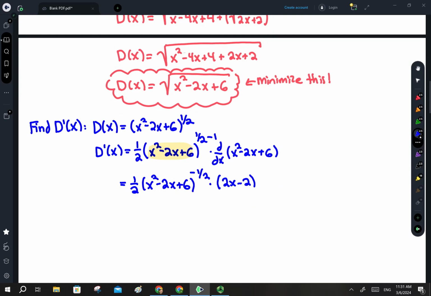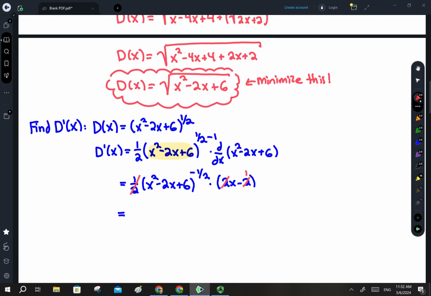So I have that the derivative is 1/2 times x squared minus 2x plus 6 to the negative 1/2 times 2x minus 2. And I can rewrite this just a little bit more. So I have a factor of 1/2, and then I have 2's in both terms of the 2x minus 2.